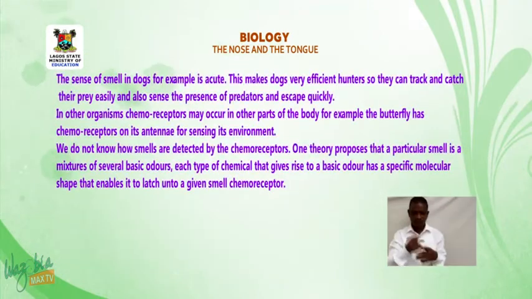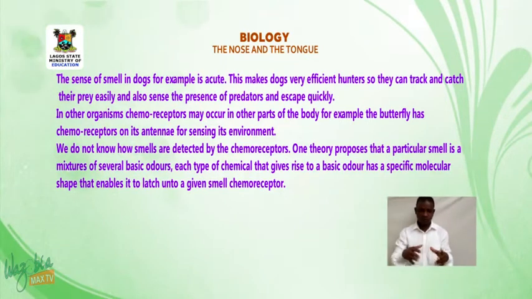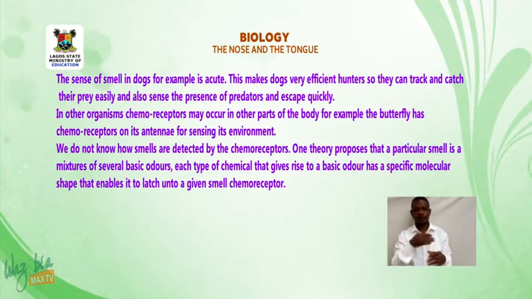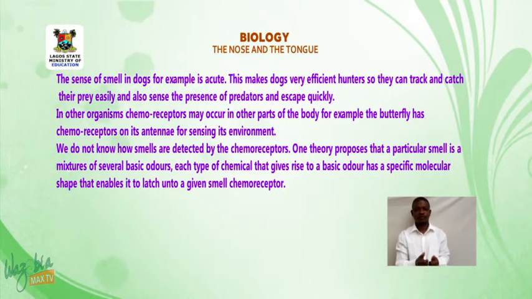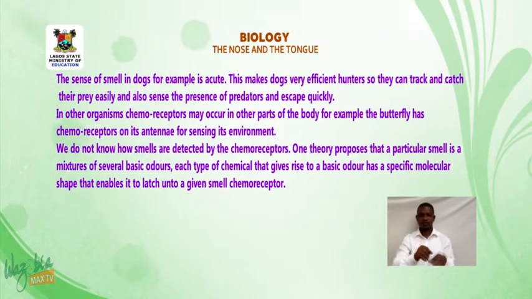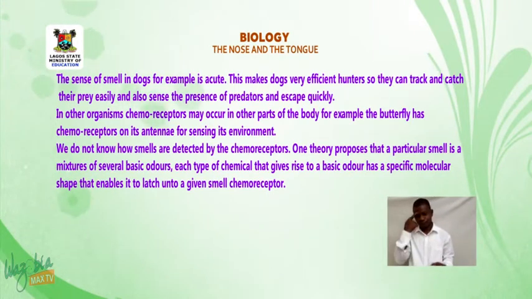The sense of smell in dogs, for example, is acute. This makes dogs very efficient hunters, so they can track and catch their prey easily and also sense the presence of predators and escape quickly.